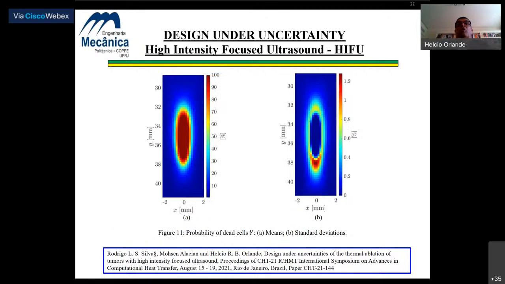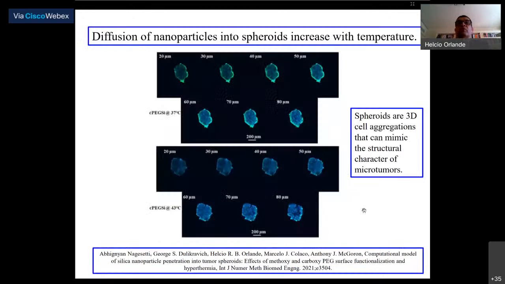The results for the optimal design are shown in these figures. These figures show that the optimally designed heating time and also the focal point provide a mean dead cell probability around 90% inside the tumor, and at the same time that such probability was almost zero far from the tumor. On the other hand, we noticed that some parts of the tumor did not reach the desired probability of dead cells. So other design variables must also be considered in future works.